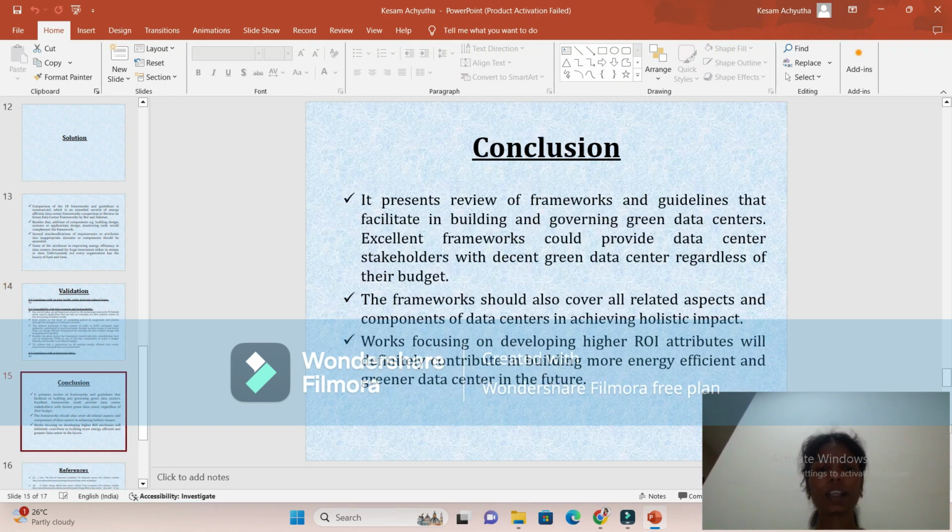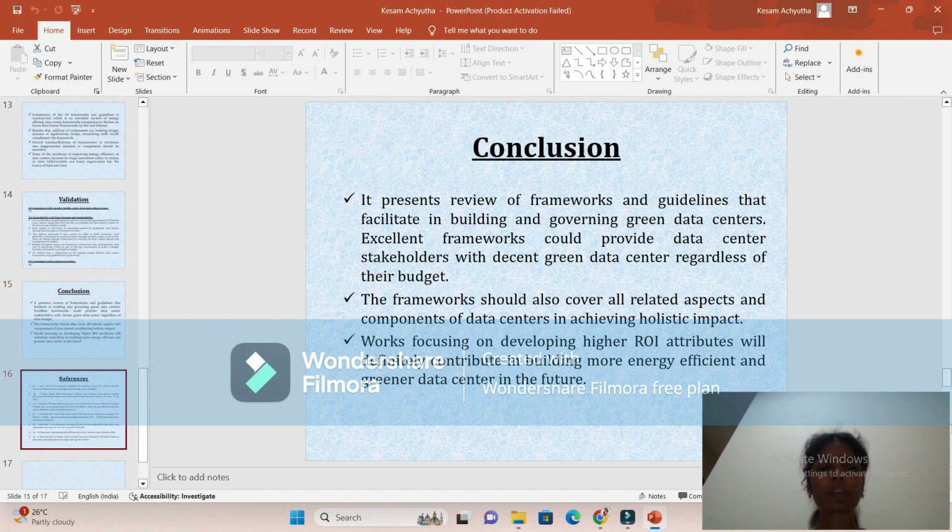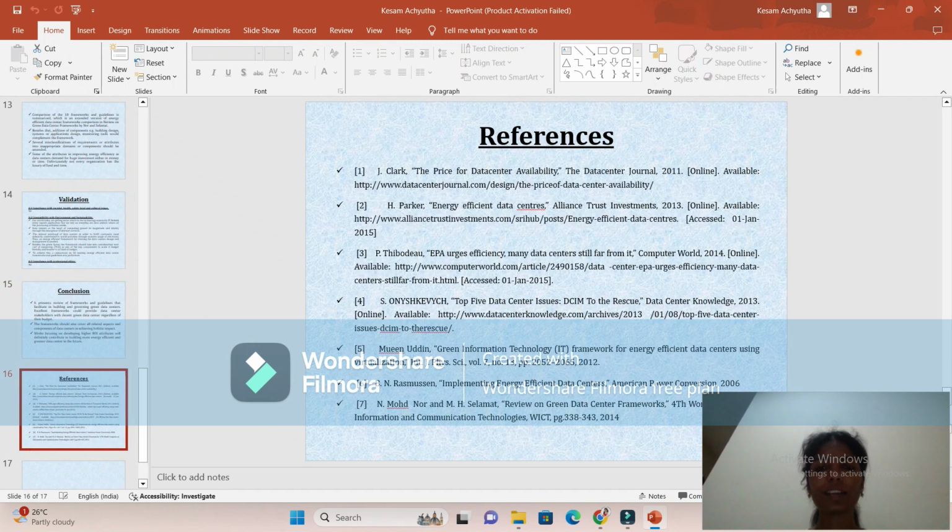This is the conclusion. It presents the review of the frameworks and guidelines that facilitate building and governing green data centers. Excellent frameworks could provide data center stakeholders with decent green data centers regardless of their budget. The framework should also cover all the related aspects and components of the data centers in achieving holistic impact. These are the references we had collected.